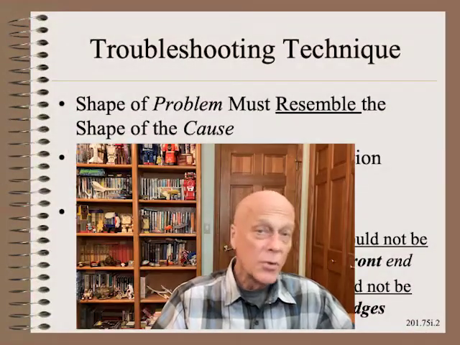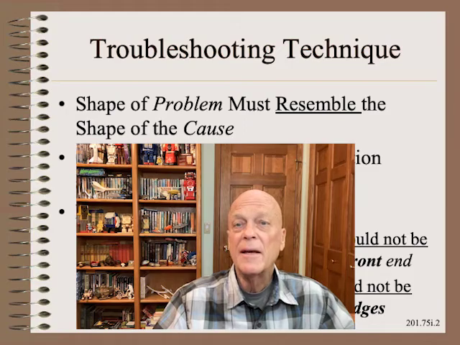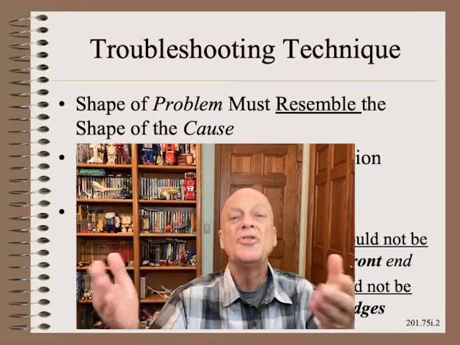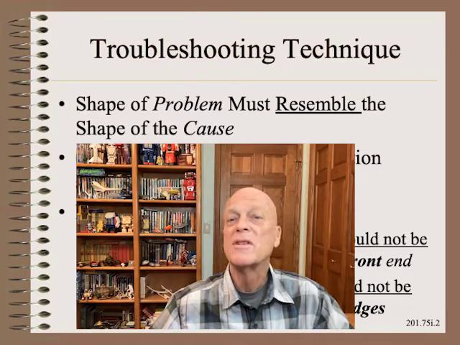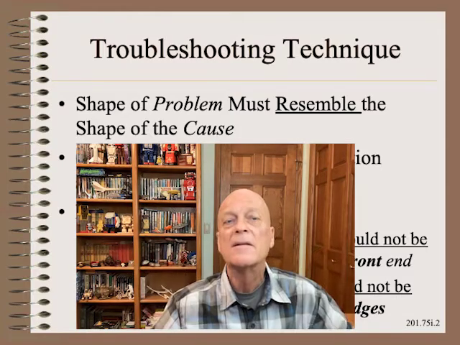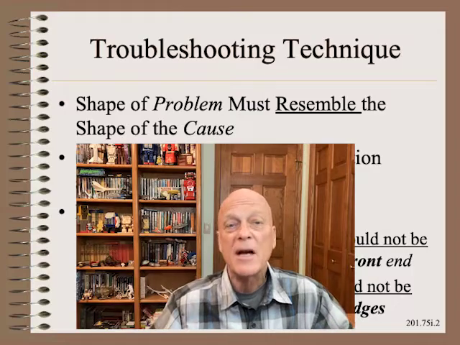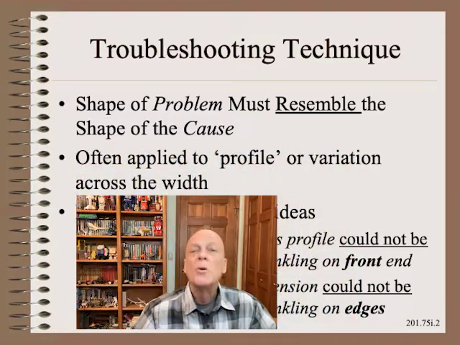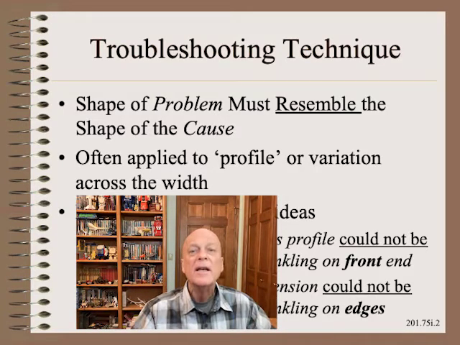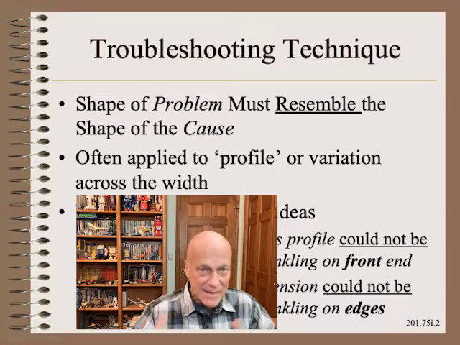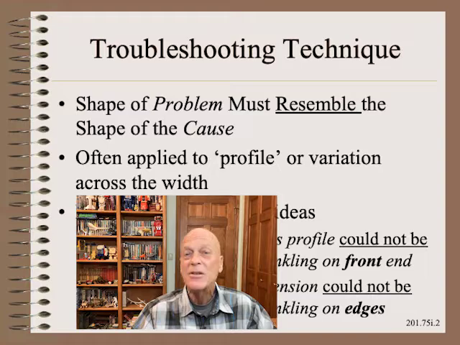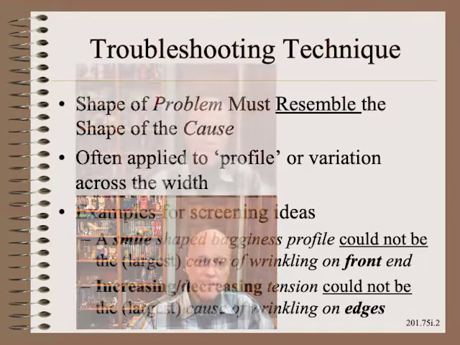Let us begin with a description of the technique. That is, the shape of the problem must resemble the shape of the cause. So, how would we use this shape tool in problem solving? One way would be to apply it to profile or variation across the width, specifically to screen ideas in the consolidation portion following the ideation phase of troubleshooting.